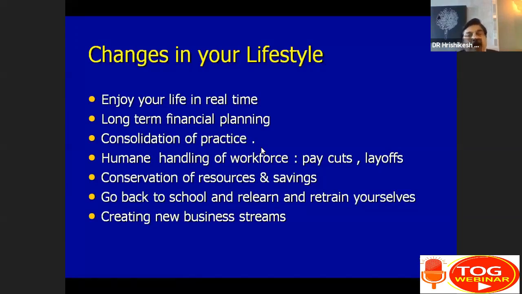If possible, avoid it. But if not, then do it in a nice way. Conservation of resources and savings are very important. And go back to school, relearn and retrain yourself. We are all doctors, we are very intelligent, and being gynecologists, we are super intelligent. So we can relearn other skills, we can create other sources of income for us rather than just the medical source of income. As I told you, create new business streams.